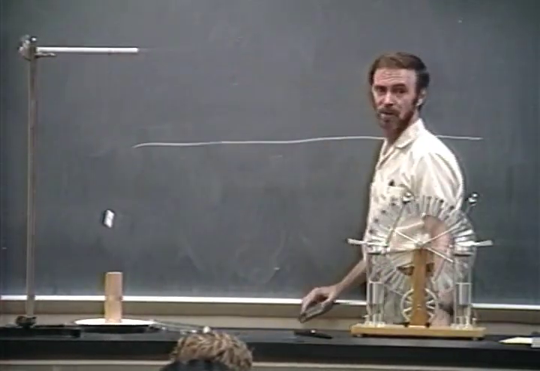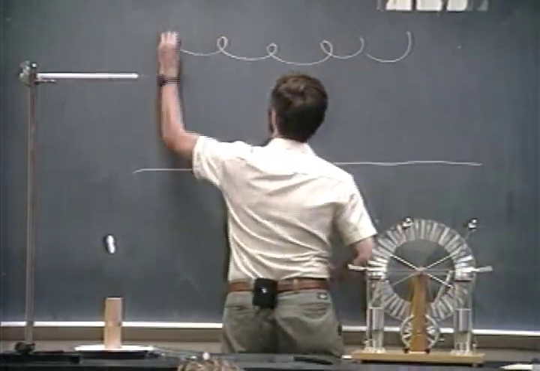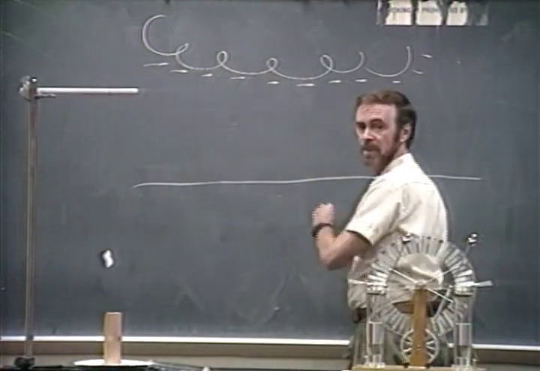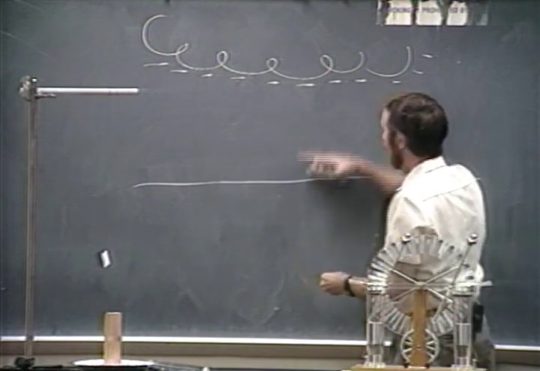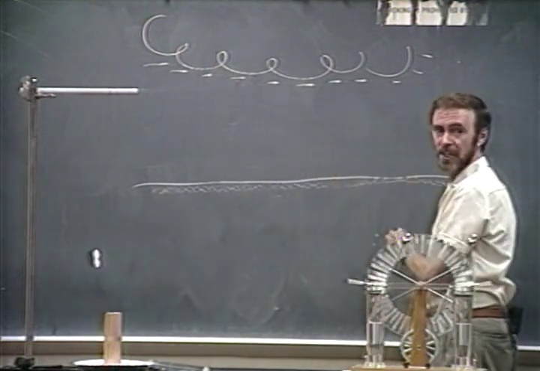Here's the ground down below. Here comes a cloud. Maybe the cloud is all negative on the bottom. If it's negative on the bottom, guess what it is at the top, gang? Positive, that's right. And that cloud is going to induce a charge down below here in the ground. It's going to induce a charge.